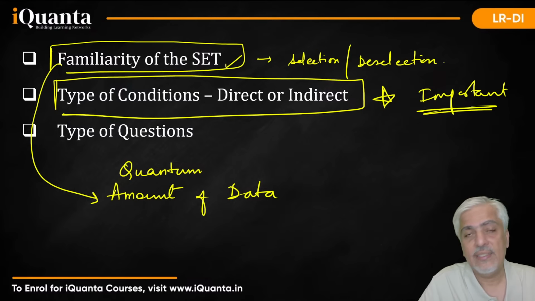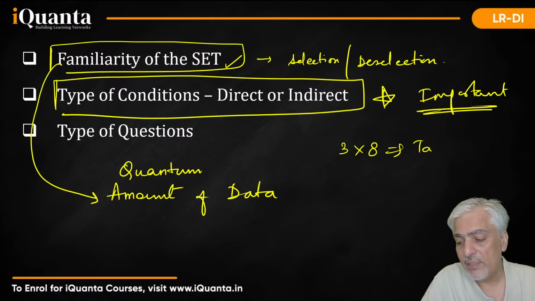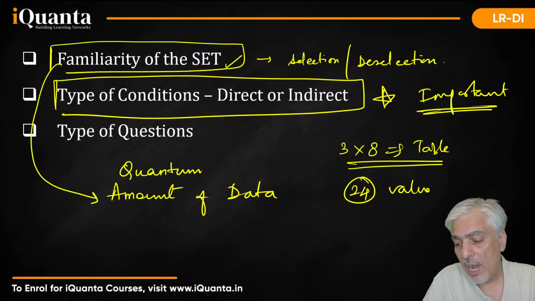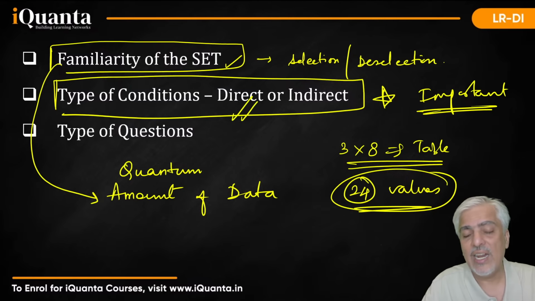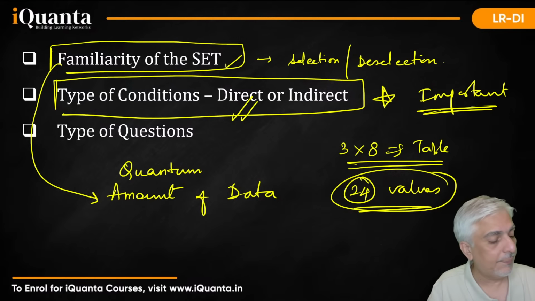If I tell myself that this is going to be a 3 by 8 table, I'm making a table and it's going to be a 3 by 8 table. Suppose, just for example, which means the table will have 24 values. Out of those 24 values, how many values have been directly given and how many values have been twisted around, right?